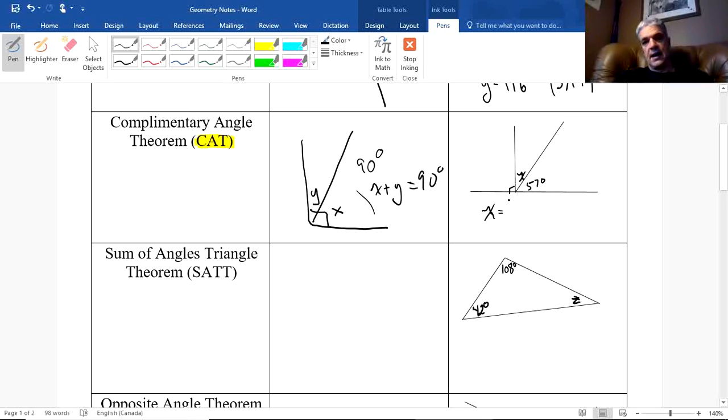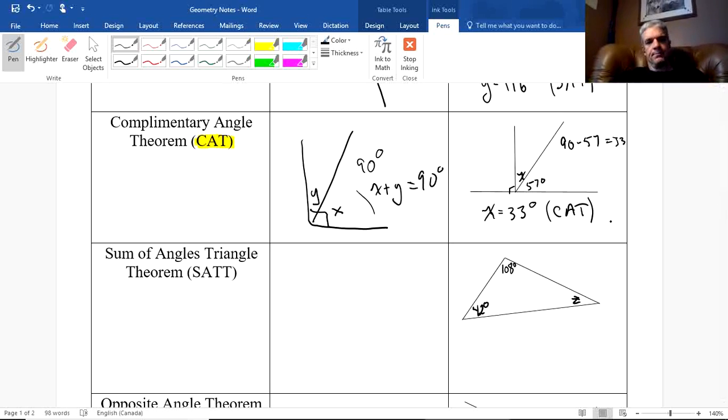And we can use this in our example and say that this is a 90-degree angle. You have to have some sort of symbol here indicating that it's 90 degrees, which is drawn there. And 57 degrees, so I would take my 90 and subtract 57 degrees, and that would give me 33. So x equals 33 degrees, which is the answer. And then if you're looking for the reason, it's CAT, okay?